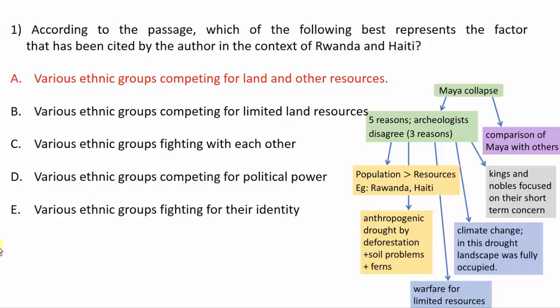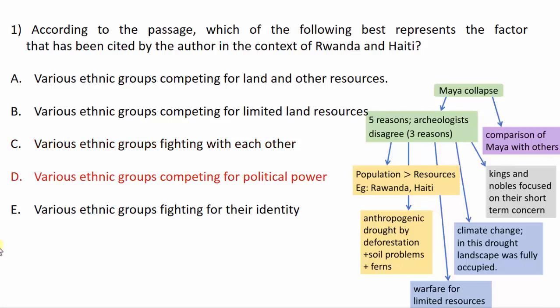Still, we will read other options. Option B, various ethnic groups competing for limited land resources. Not really. They were not competing only for land, but for other resources as well. So option A is a better option than this. Option C, various ethnic groups fighting with each other. There is no mention of ethnic groups fighting in Rwanda and Haiti. Fighting is a strong word. We can't just assume it.